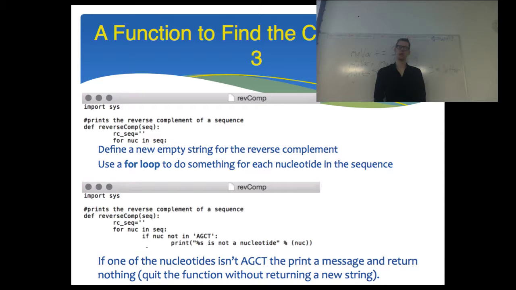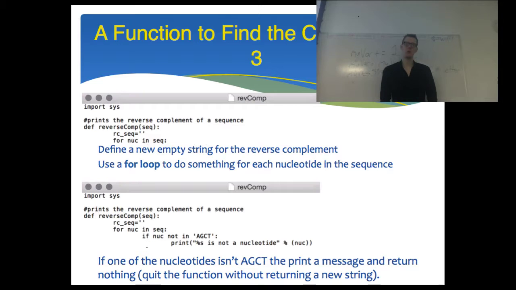So for nuke in seq will set nuke equal to the first nucleotide in my input sequence the first time, the second nucleotide in my input sequence the second time, all the way through. Okay, so I want to do something for every nucleotide in my sequence. What do I want to do? Well, the first thing I'm going to do is check whether my nucleotide is actually a valid one that I'm interested in at this point. So if my nuke is not in AGCT, let's print that it's not a valid nucleotide.